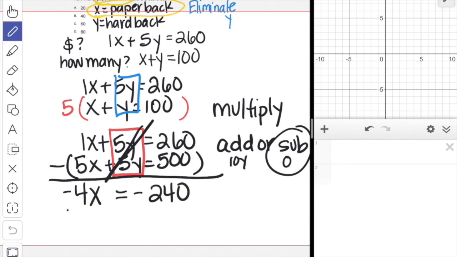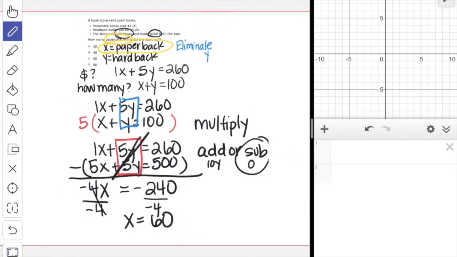All right, so we're going to solve now. We're going to divide by negative 4. And I got that x is going to equal positive 60. All right, so the correct answer here should be C.